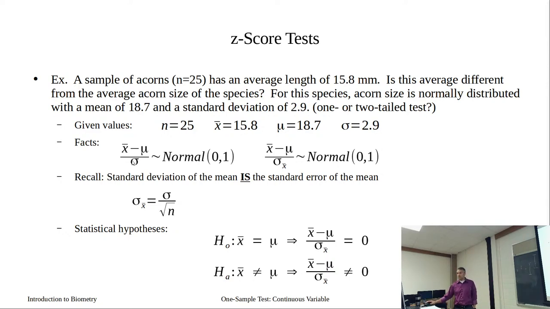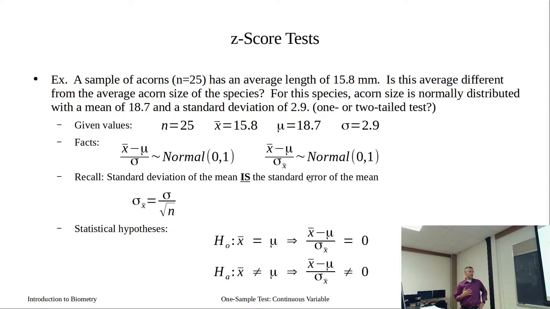Well, if we're working with a sample, we need to use the standard error of the mean, which is our population standard deviation divided by the square root of our sample size, right? The standard deviation of the mean is the standard error of the mean. So when we apply this, it still approximates a normal 0,1 distribution, which is our z, hence the name z-score. All right, z-score test.